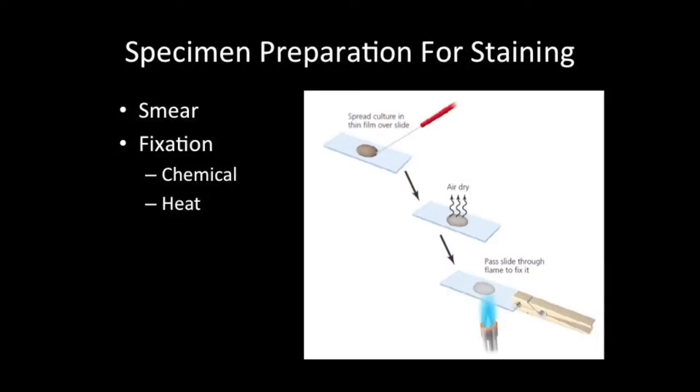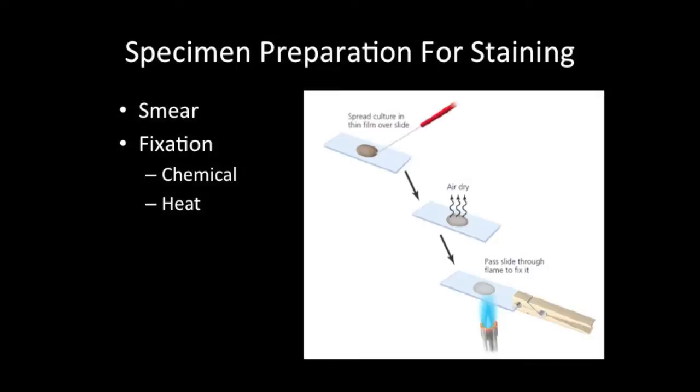Two vocabulary terms you need to become familiar with that pertain to specimen preparation are smear and fixation. A smear is a sample that is introduced to the microscope slide, spread into a thin film over the surface, and then allowed to air dry. You will be preparing 4 smears in this laboratory session.